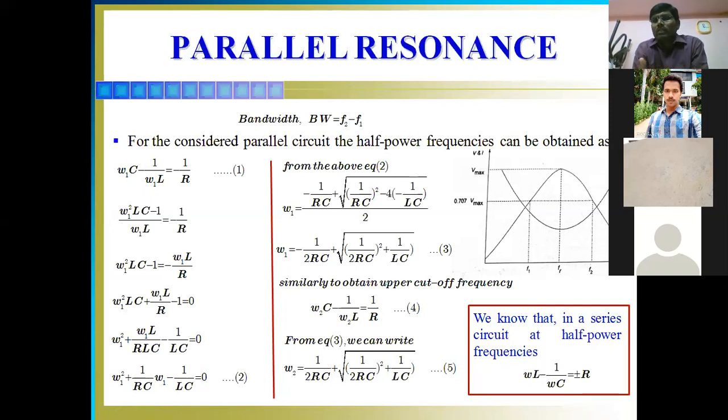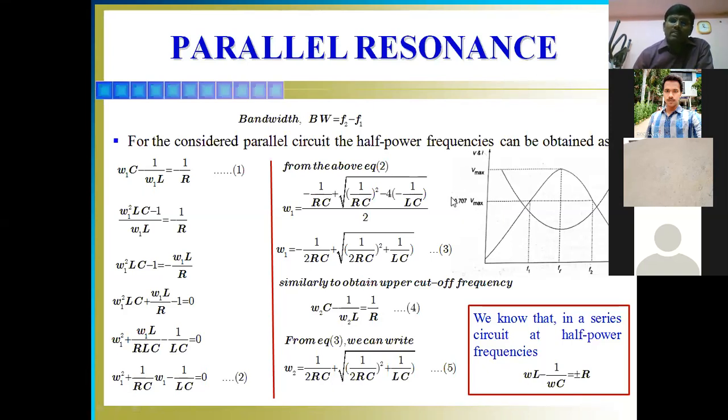Sorry, more than 50% of the power. More than 50% of the power. At that point, the value of current and voltage is equal to 0.707 Vmax, or 0.707 Imax.